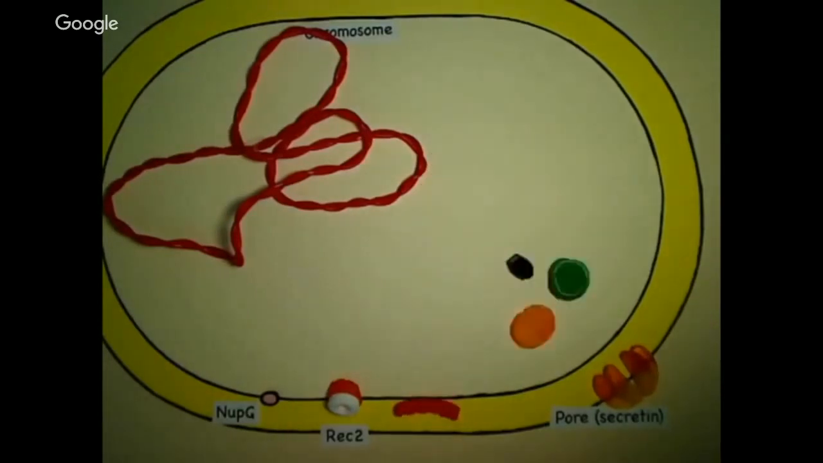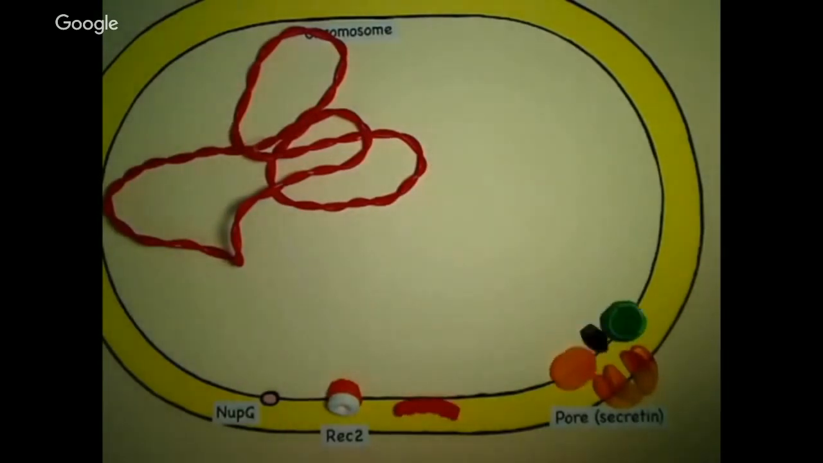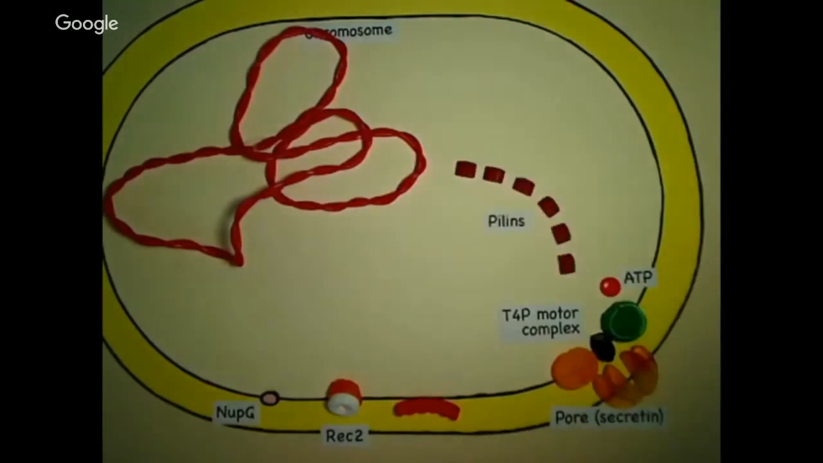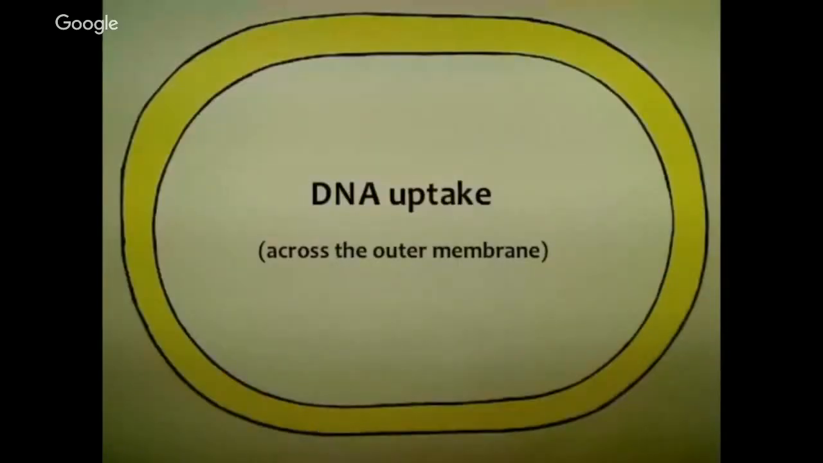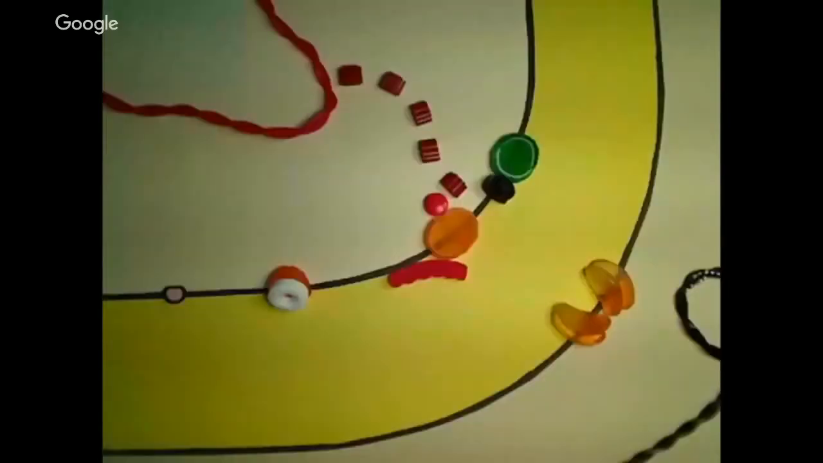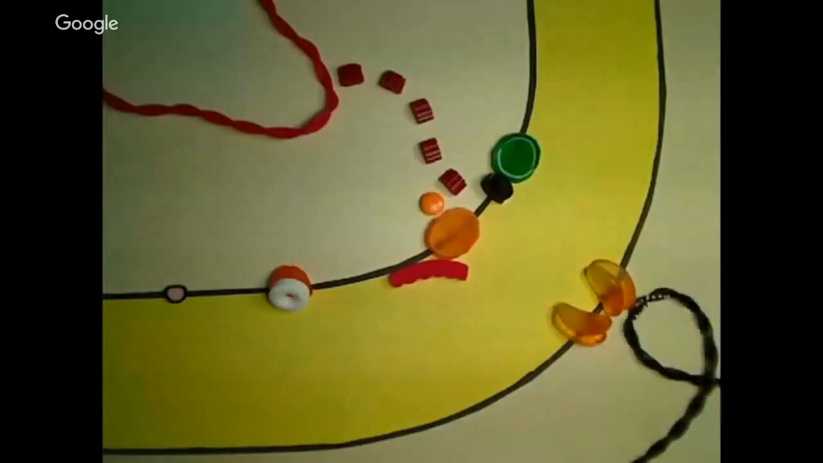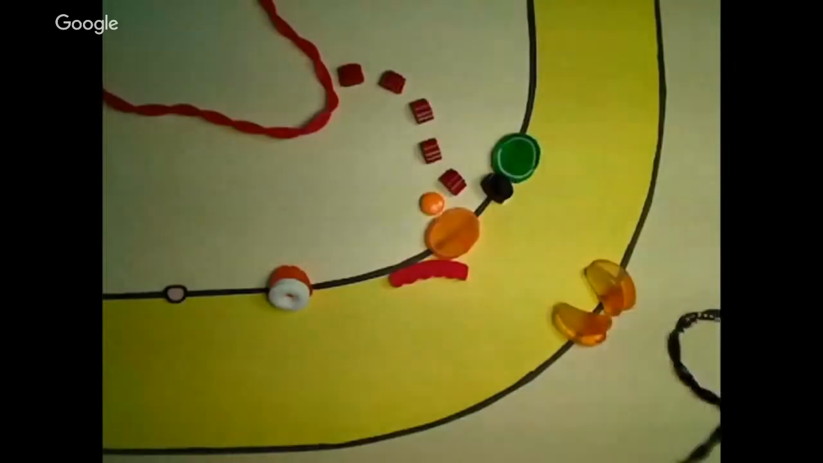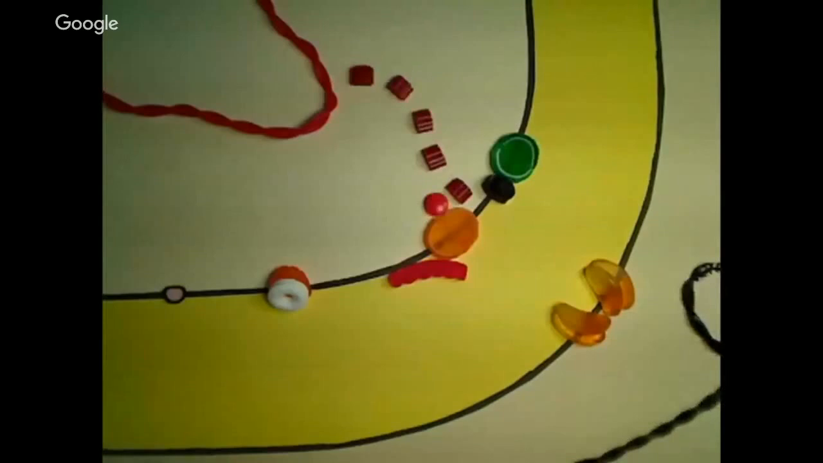Then the machinery that will actually pull the DNA into the periplasm is assembled. This is related to the machinery of type 4 pili. It uses ATP as its energy source and forces transduced through a piston assembled from type 4 pilins. You can see the extracellular DNA outside the cell. Now we'll zoom in on a corner of the membrane. You can see the extracellular DNA. It can't get in, the pore is closed, and it's too small.